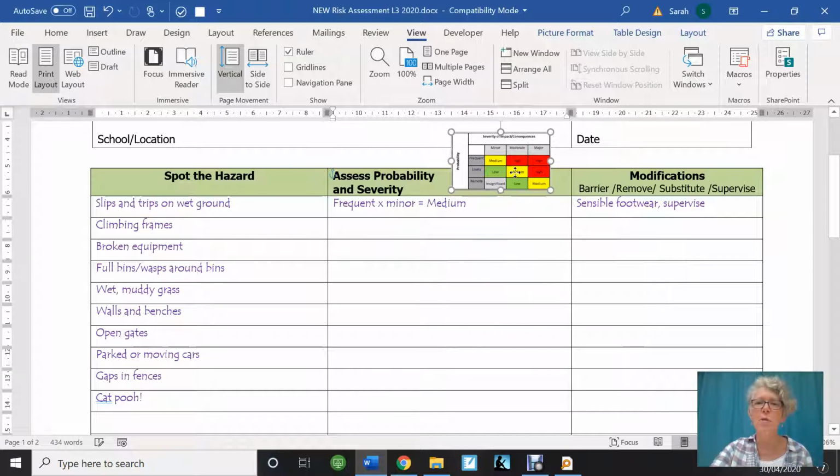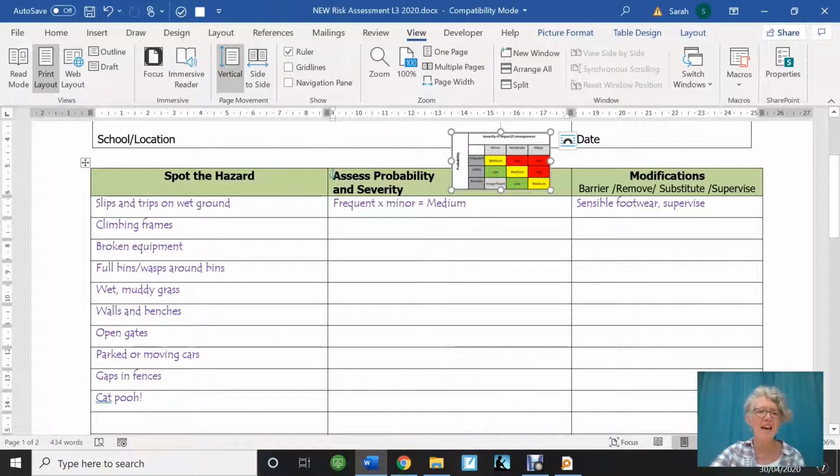And then you need to say, what are you going to do about it? So you've got 4 choices. Wet ground, you can't really put a barrier, although sometimes schools do. They might say the grass is too wet today, you're not allowed on the grass. So there's a barrier around the grass. You can't really remove the whole grass from the playground. That's not practical. You can't really substitute it for anything else, but you could allow the children on the wet grass if you supervise them and you make sure they're wearing sensible footwear.